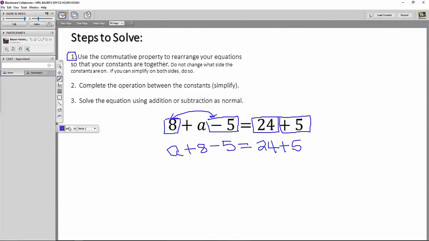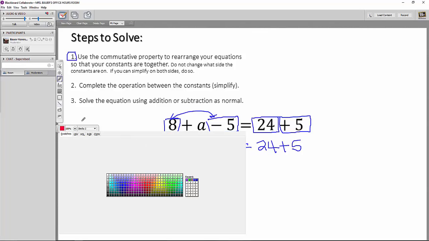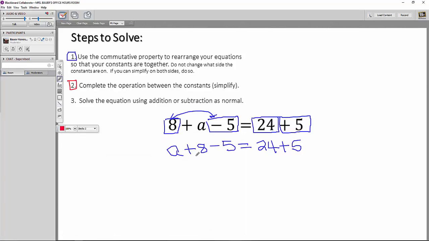Now I want to complete the operations between my constants. Step number 2. I'm going to go ahead and simplify 8 minus 5. 8 minus 5 is a positive 3, so I'm going to add 3. Now here's where that simplifying on the other side of the equal sign also occurs. I can go ahead and simplify 24 plus 5. I know what that is. 24 plus 5 is 29. So it continues to increase the level of steps in your equation, but it all centers around simplifying before we go ahead and solve for our variable.